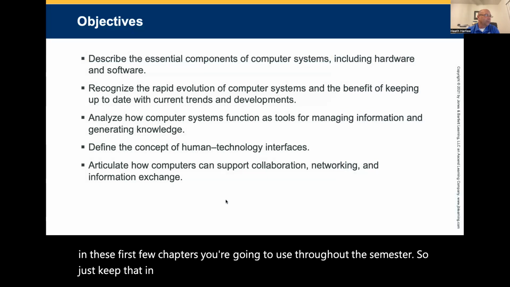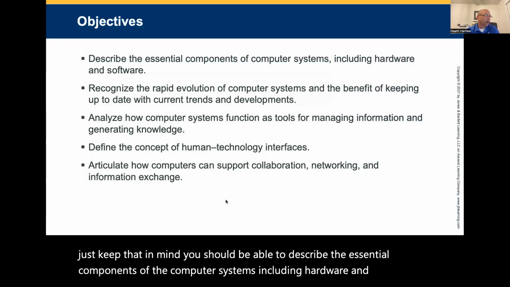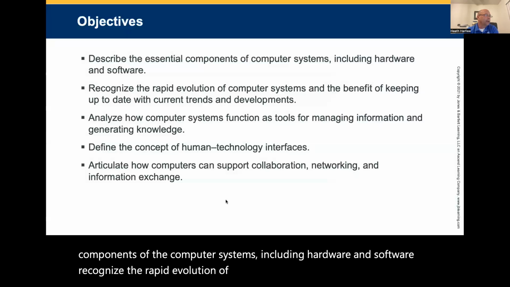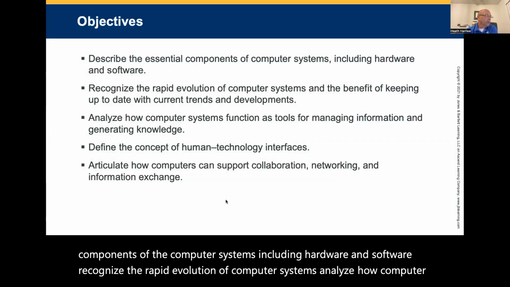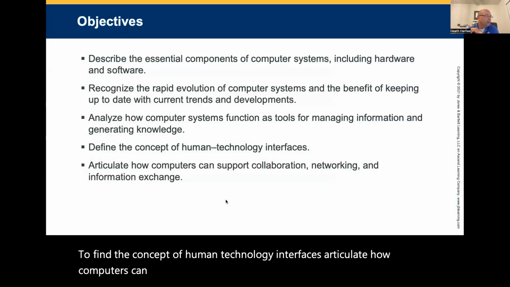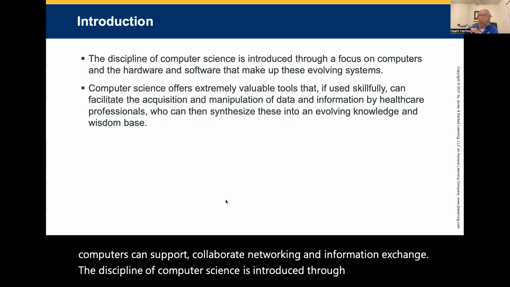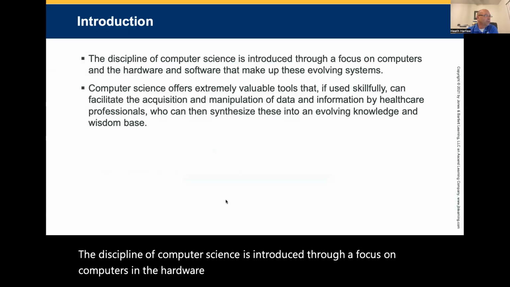You should be able to describe the essential components of computer systems, including hardware and software, recognize the rapid evolution of computer systems, analyze how computer systems function, define the concept of human technology interfaces, and articulate how computers can support collaboration, networking, and information exchange. The discipline of computer science is introduced through a focus on computers and the hardware and software that make up these evolving systems.